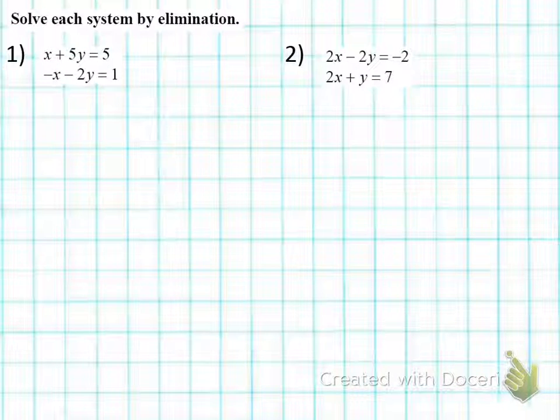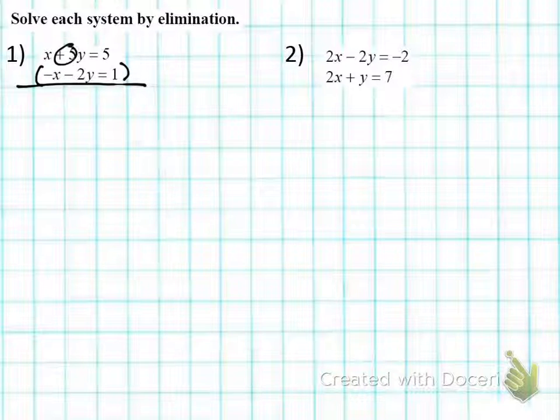Here we go. So first thing you want to do is make sure your equations are lined up. So on number 1, all your x's are together, y's are together, and constants are together. So the first thing you want to do is put parentheses around the second equation and then put a line underneath. We're trying to find the coefficients that are the same or have the same absolute value. So there's a coefficient of 1 here, there's a coefficient of -1 here. These are the same. There's a coefficient of 5 and a coefficient of -2 here, so these are not the same. So I'm going to focus on eliminating the x's.